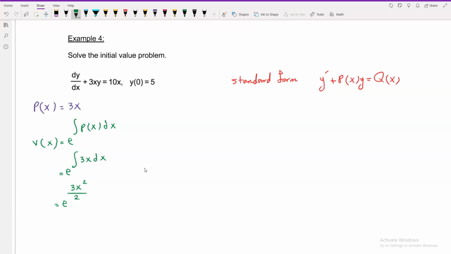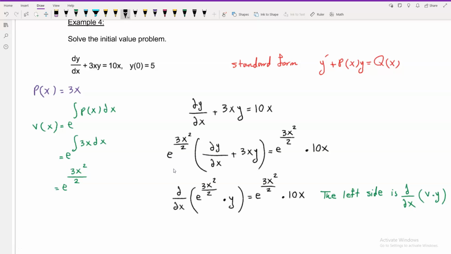So here, what we have for v of x, that is equal to e power integral p of x dx. So substitute 3x for p of x. We have v of x equal to e power integral 3x dx. Integrate. So this is equal to e power 3x squared divided by 2. Now multiply both sides of the linear equation by the integrating factor, which is v of x. So here multiplied by e power 3x squared divided by 2. And that same thing here on right side.